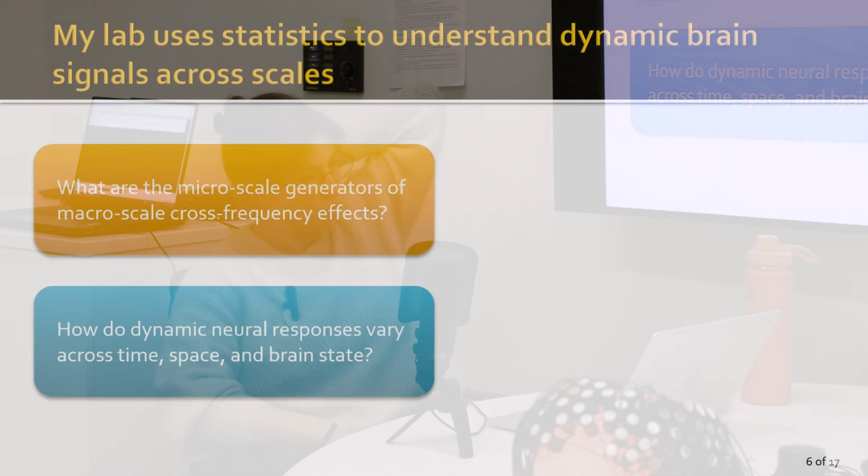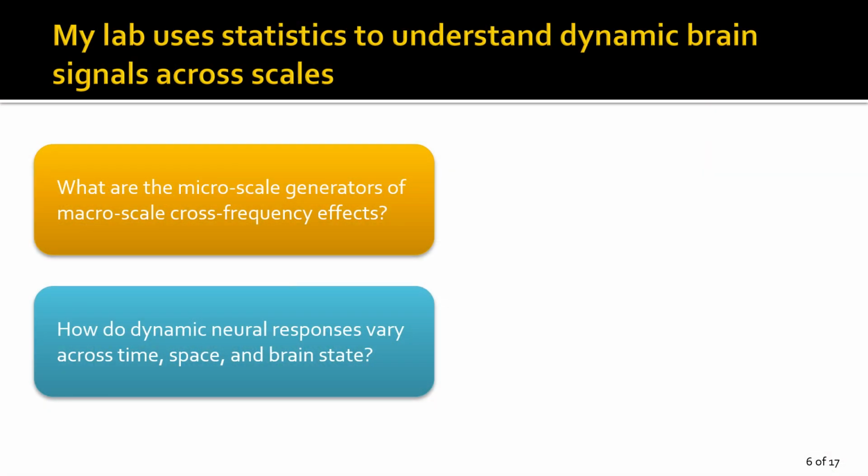Right. Okay. So I've broadly categorized the questions that we're studying in the lab into two categories. One is how microscale generators create macroscale effects, and largely I'm thinking about dynamics across frequencies and potentially interactions across frequencies. And then, how do the dynamics vary across time, space, and brain states? So things like neuromodulation.